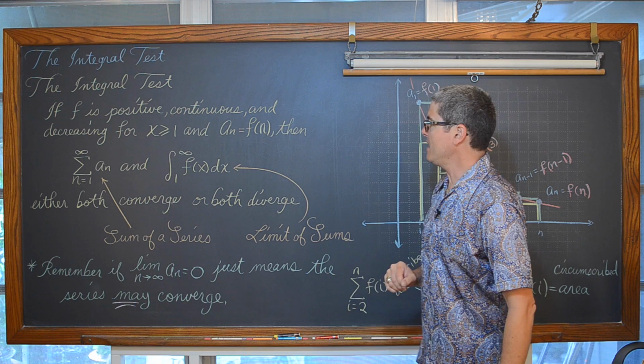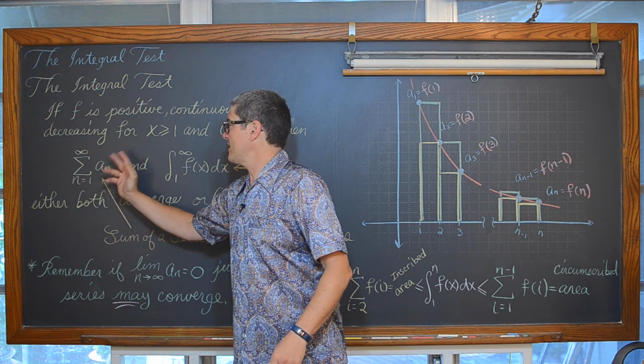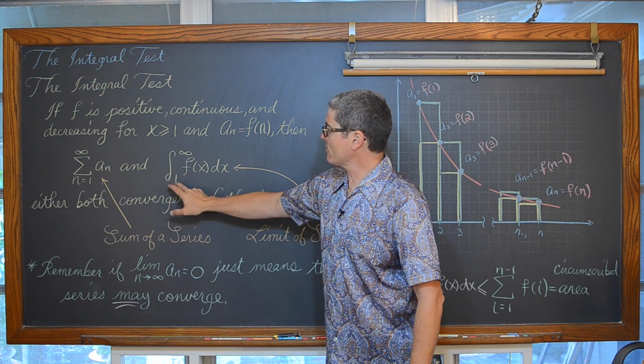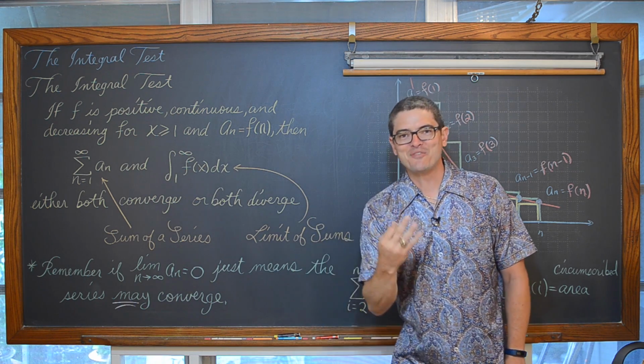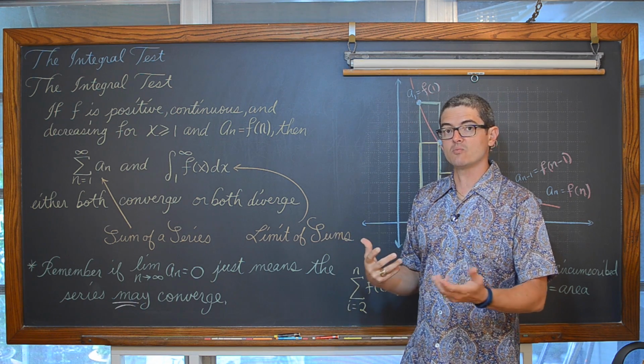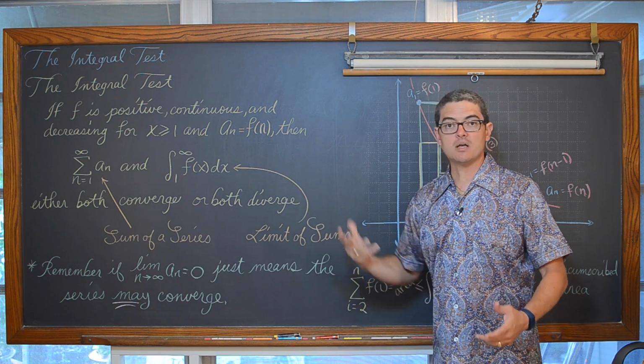So if that is the case, then the series of a sub n, or the summation of a sub n from n going from 1 to infinity, that series, and the definite integral from 1 to infinity of f of x dx, those are both going to either converge or diverge, because, well, they're very closely related. We have a sum of a series and we have a limit of sums.